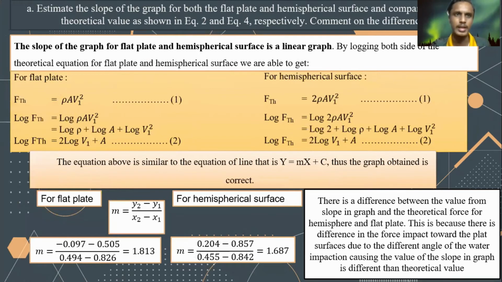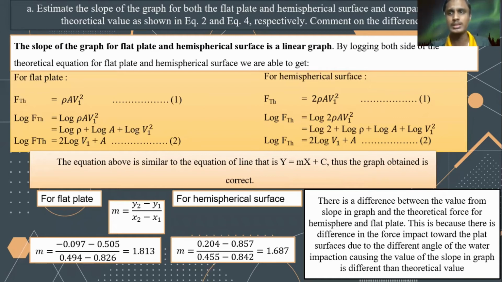Estimate the slope of the graph for both the flat plate and hemispherical surface and compare with the theoretical value as shown in equation 2 and equation 4 respectively. Comment on the difference. So the graph for the flat plate and hemispherical surface is a linear graph.